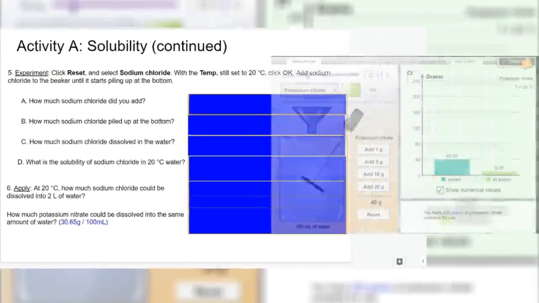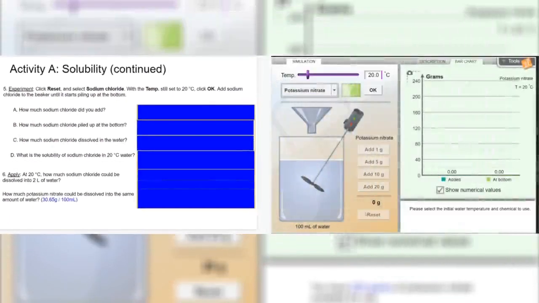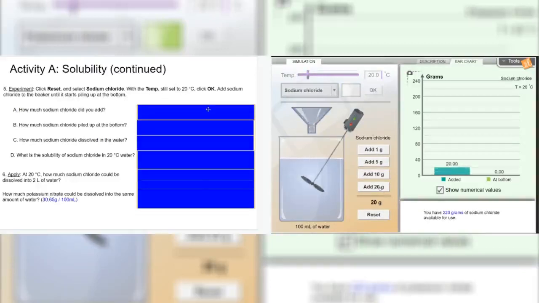Now we need to reset the Gizmo, keep it at 20 degrees, but change it from potassium nitrate to sodium chloride. And now we're going to add sodium chloride until it starts piling up at the bottom of the beaker. So I added a total of 40 grams of sodium chloride. Once I saw that it started to pile up, I stopped. It's okay if you added more.